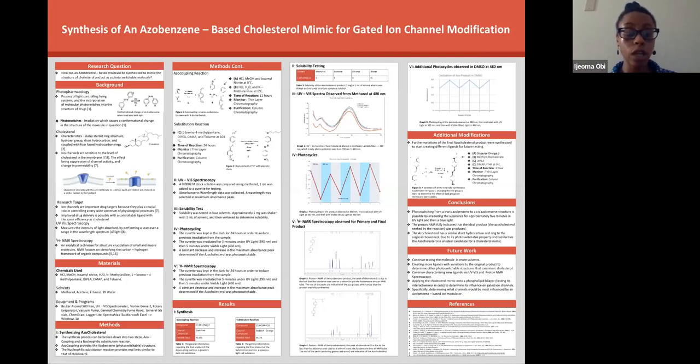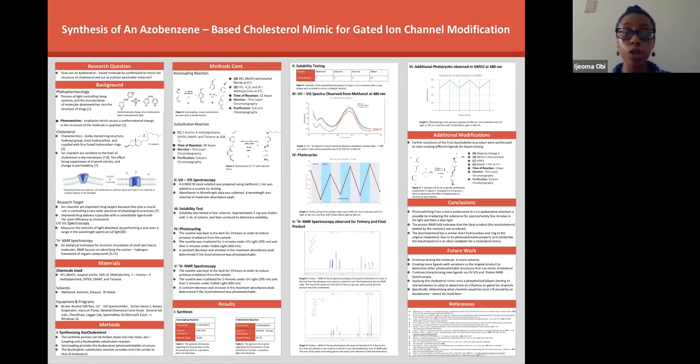So the research target here was to try to make something similar to cholesterol in order to be used as an ion modulator. Ion modulators are classified as drugs that are able to change essentially the permeability or the amount of a substance that goes in and outside of an ion channel. So for example, some diabetes medications are ion modulators that can control the amount of calcium that is going in and out of an ion channel.